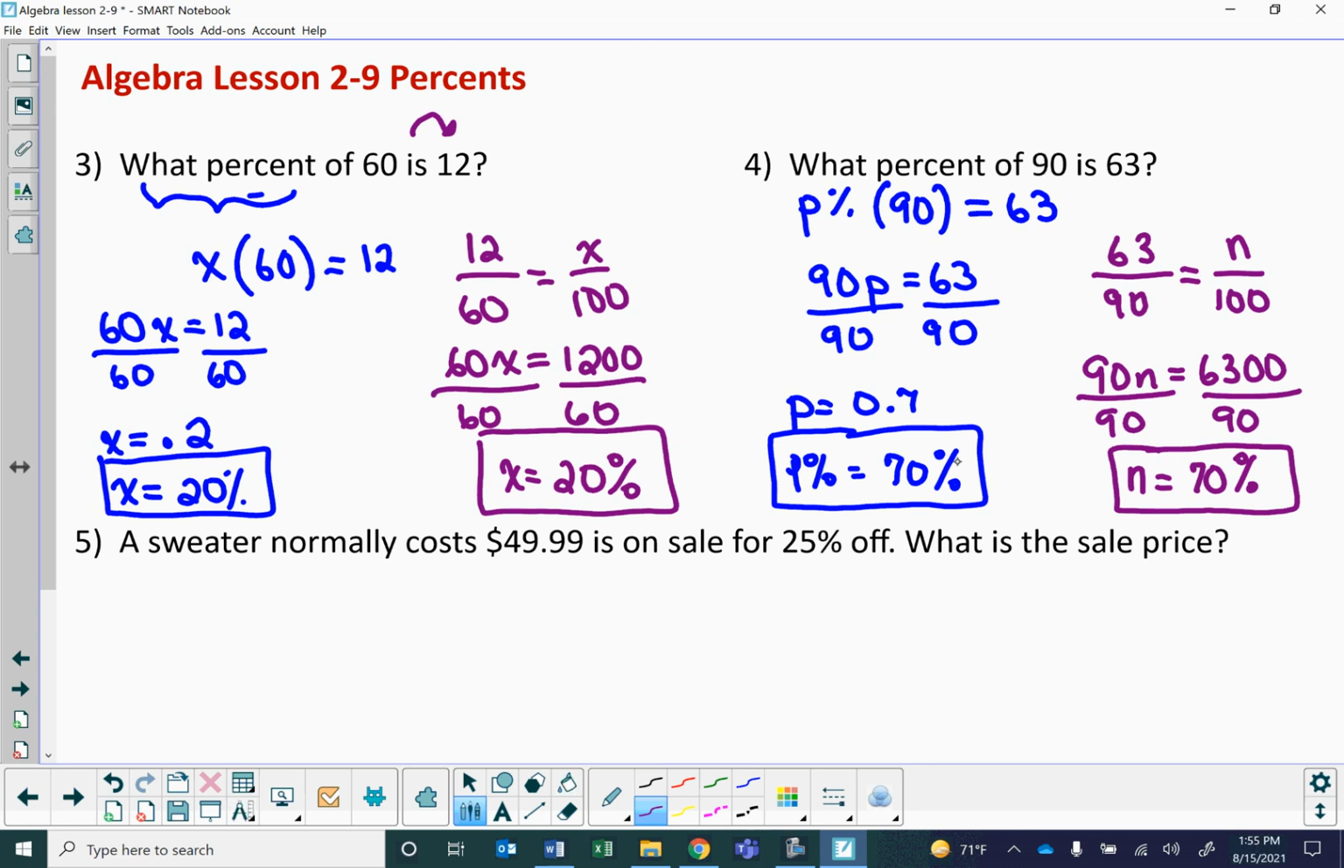Okay, so there's several ways you can look at this. I like to look at this as if it's on sale for 25% off, that means I'm paying 75%. Okay, I'm not paying 100% of the price, I'm only paying 75% of the price. So I need to know what is 75% of $49.99.